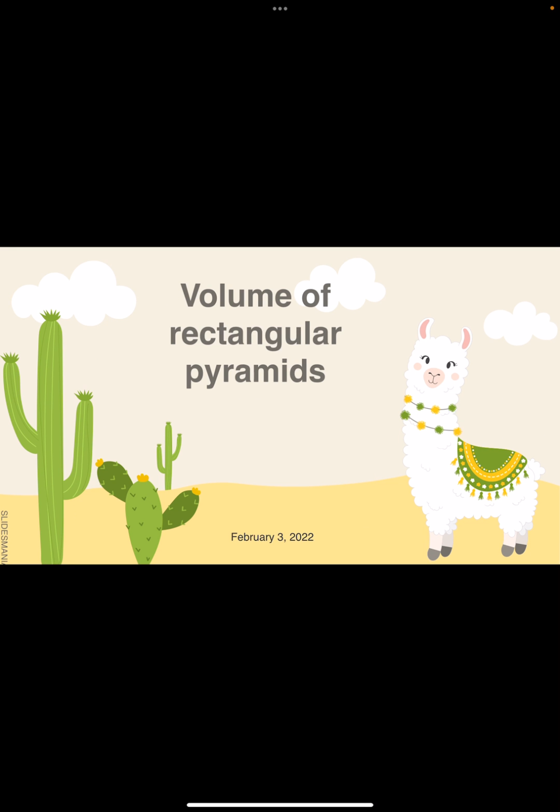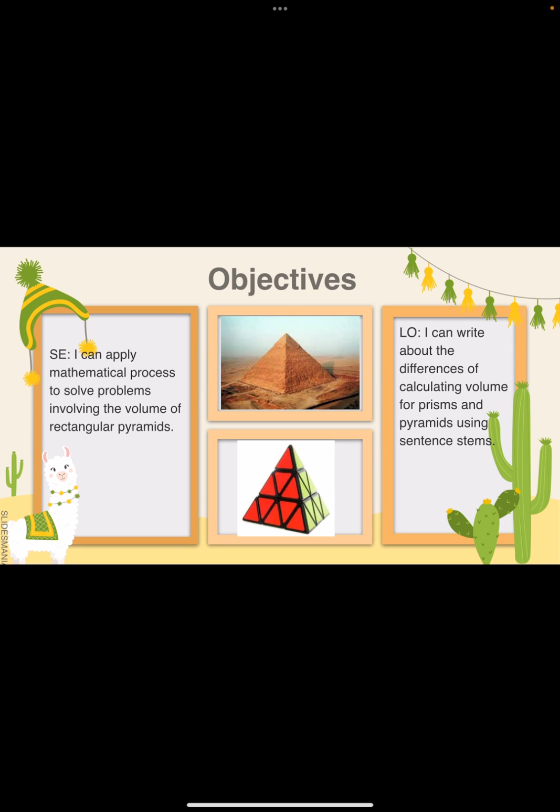All right, so you should be back from answering your 3 questions for your warm up. And like I said, today we're working on volume of rectangular pyramids. So our objective for today, our SC says, "I can apply mathematical process to solve problems involving the volume of rectangular pyramids." And our LO says, "I can write about the difference of calculating volume for prisms and pyramids using sentence stems." Okay.